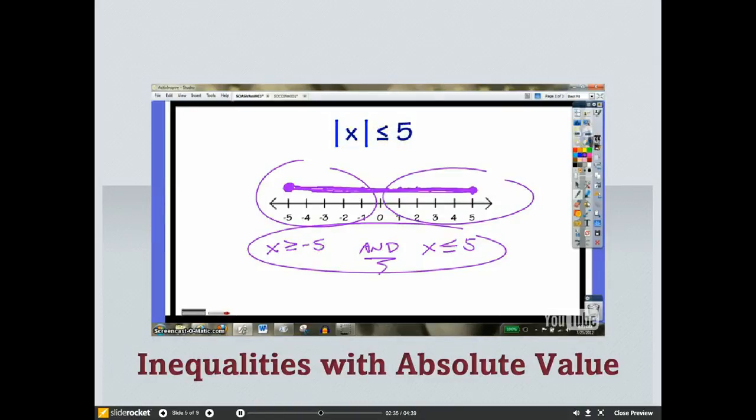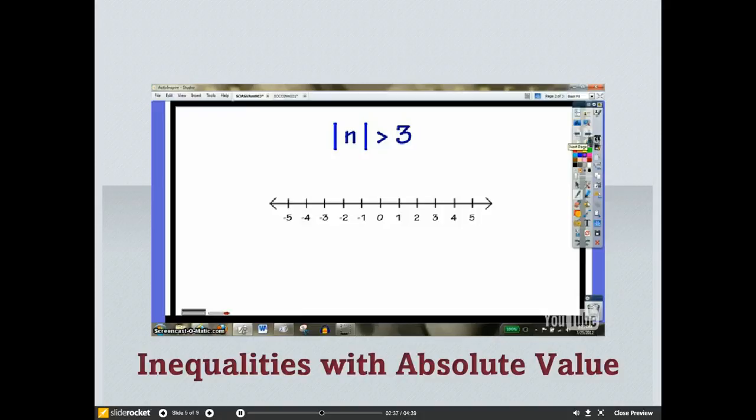Let's take a look at another one. Let's look at absolute value of n is greater than 3. So if I start thinking about numbers, 3 doesn't work, but if I go just above 3, that'll work. So like 4, 5, 6, 3.5, 3.1. So this would be one of those situations where I draw an open dot at 3. I want to start at 3 but not include it because there's no equal sign, and everything above it.